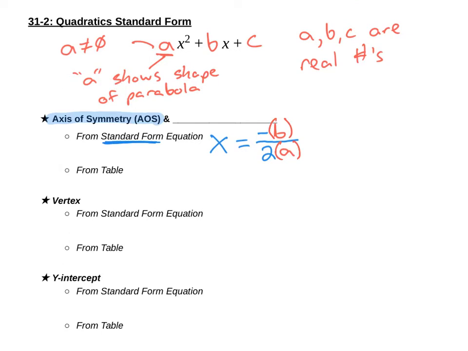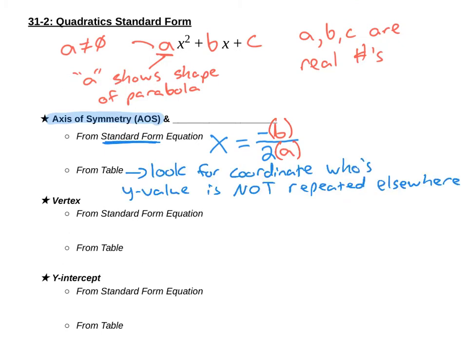All right, now how do you find it from a table? How do you find the symmetry from the table? What do you look for? How do you know it's the vertex, though, if you're looking at a table? Perfect. No other matching y value. There's no twin y value.